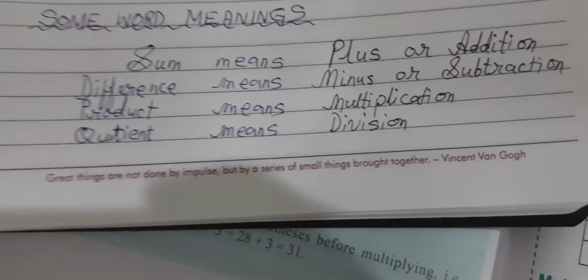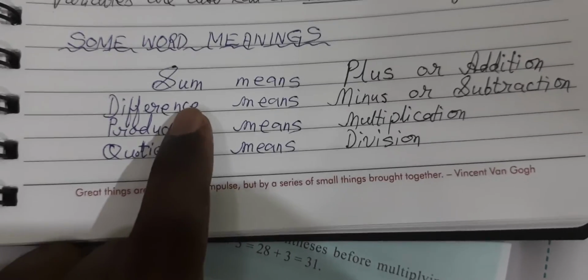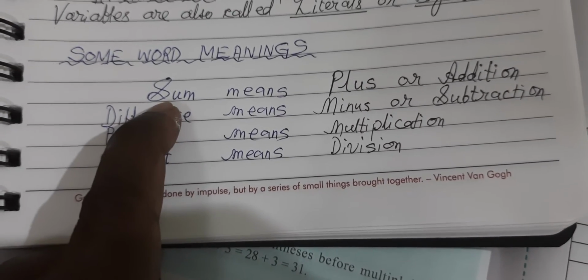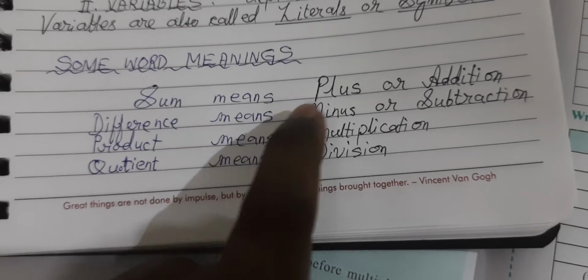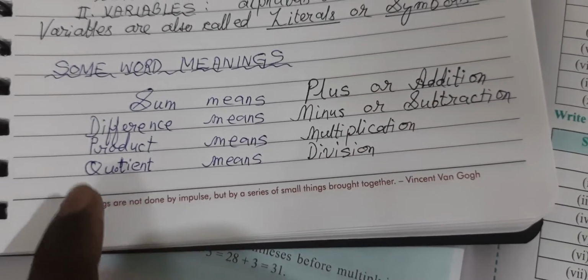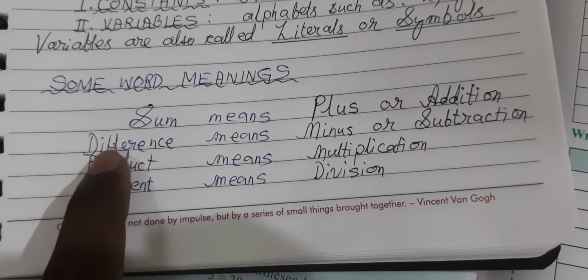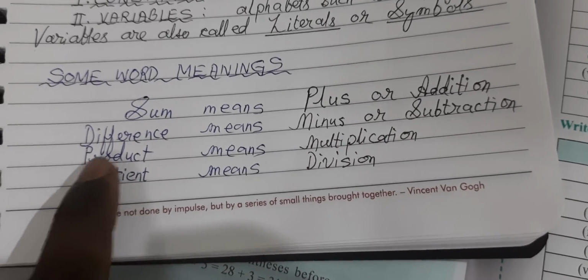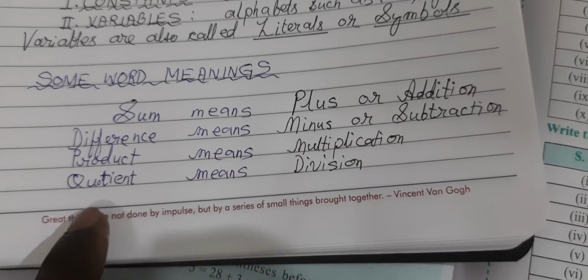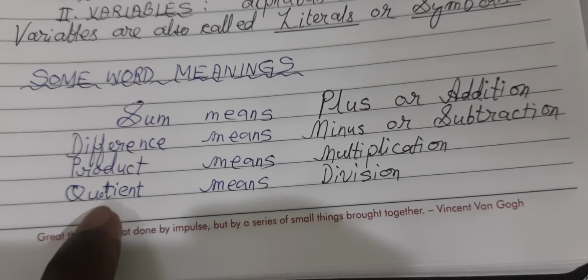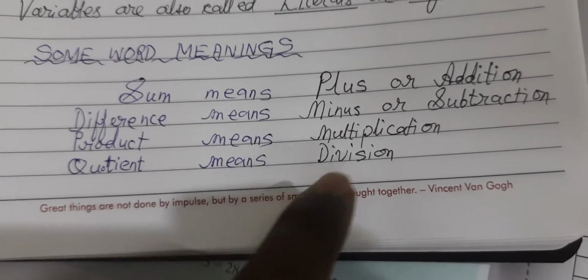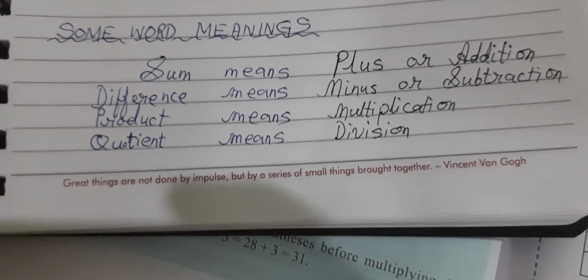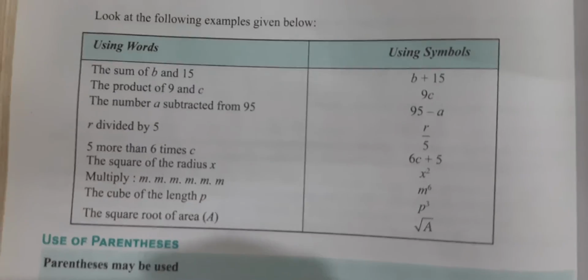And there are some word meanings that we have to know in the language of algebra. Like sum, S-U-M, it means plus or addition. Difference means minus or subtraction. Product means multiplication. Quotient, Q-U-O-T-I-E-N-T, quotient means division. These will be used in some sentences. Let us see those sentences.